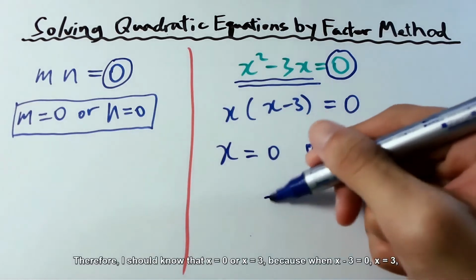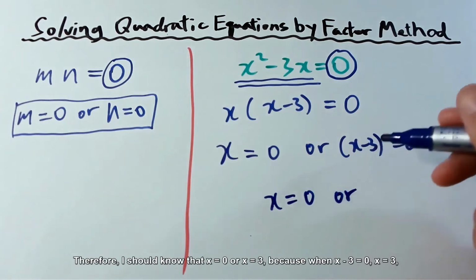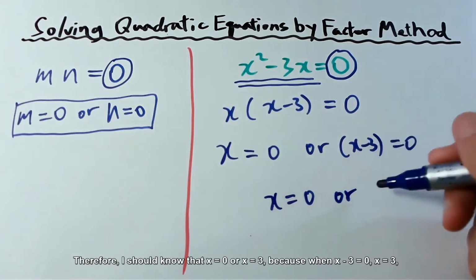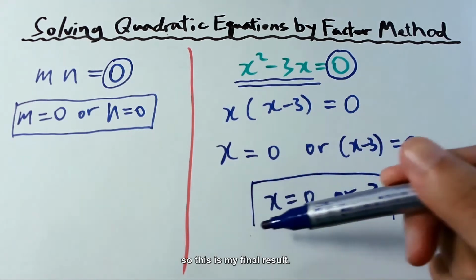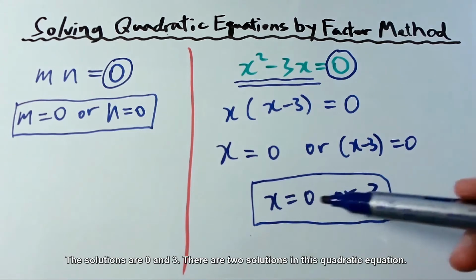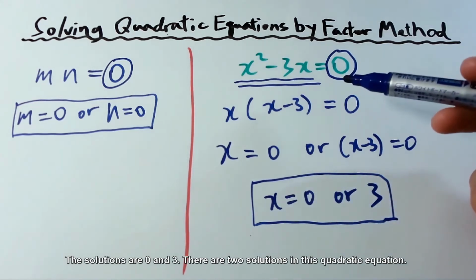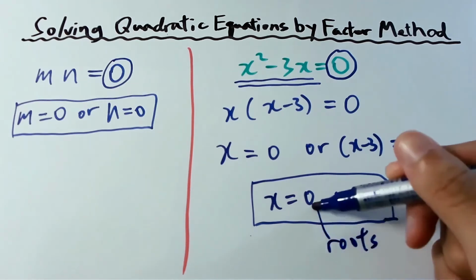Therefore, I should know that x is equal to 0 or x is equal to 3, because when x minus 3 is 0, x is equal to 3. So this is my final result. The solutions are 0 and 3. There are two solutions in these quadratic equations. We also call this the roots of this equation.